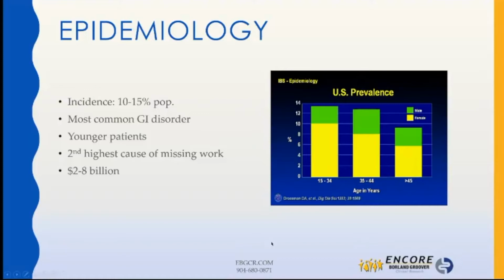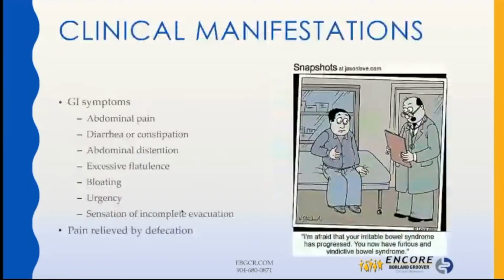It is the most common cause of seeing gastroenterologists and primary care physicians, and the second highest cause of missing work. It is not a cheap disease. It costs our healthcare system anywhere from $2 to $8 billion because of days missing work, testing and investigation, and treatments. So it generally starts with abdominal pain.